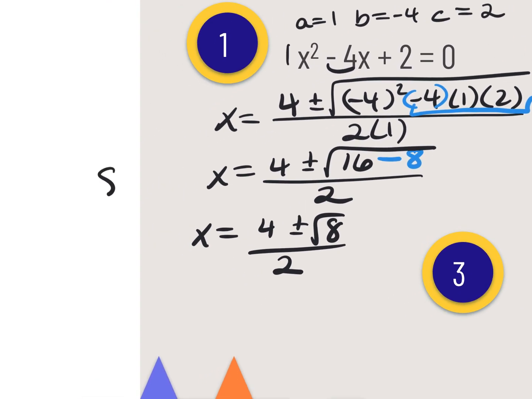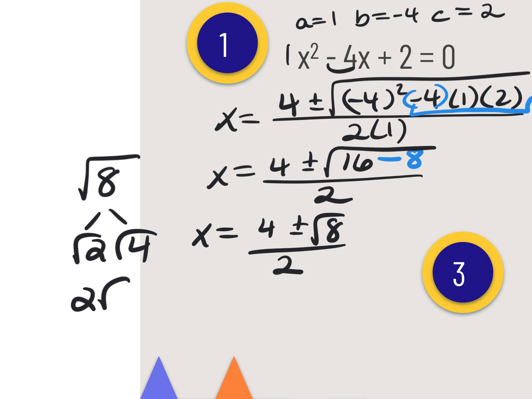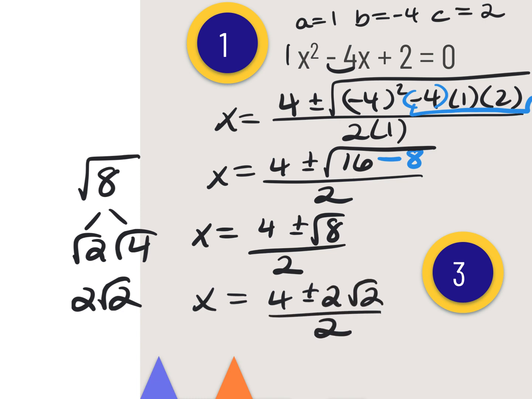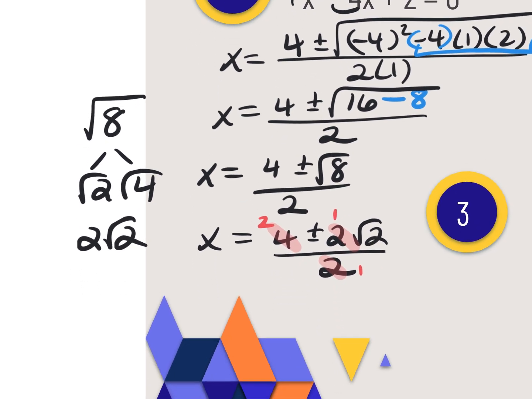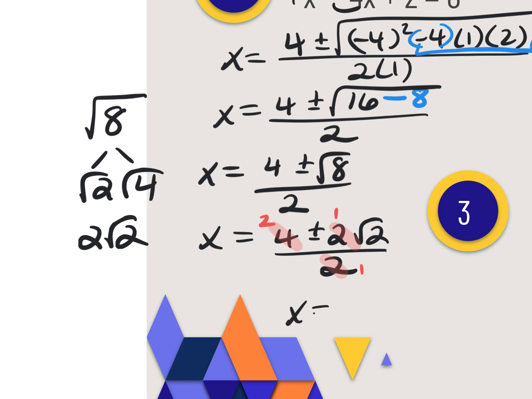We need to break down the square root of 8 first. You can do a factor tree, 2 times 4. If you recognize 4 is a perfect square, square root it. So now I have x is equal to 4 plus or minus 2 square root 2 over 2. Now I simplify the fraction. These can all be divided by 2. So this becomes a 2, a 1, and a 1. So my final answer is x is equal to 2 plus or minus the square root of 2.